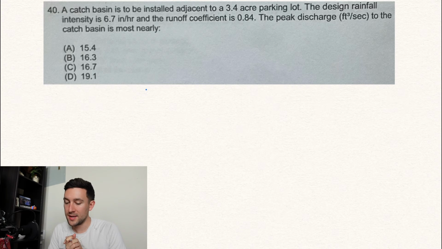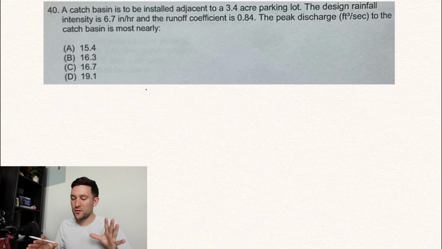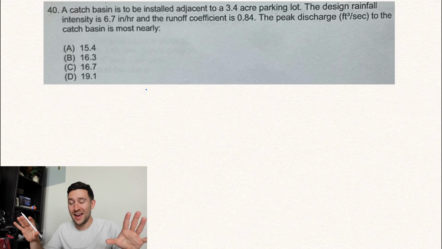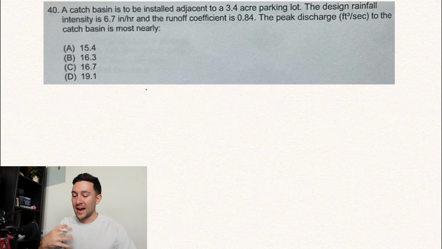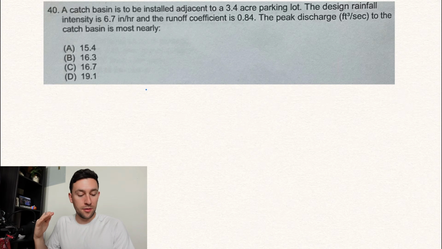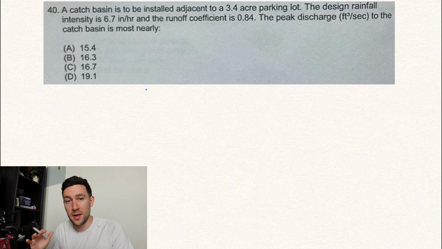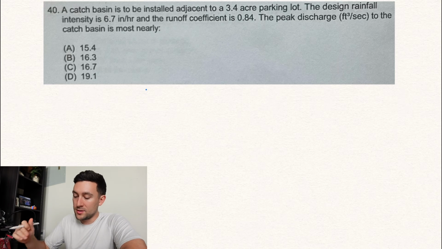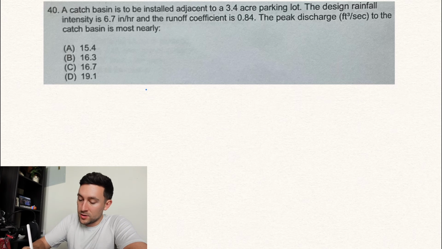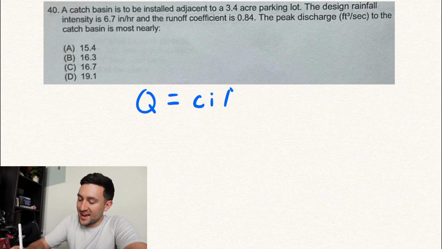Now, what else did they give here? Okay, actually, after reading this problem, and again, I haven't even walked through these problems yet, I'm just reading them straight on and writing them as I go, I immediately thought of the rational method, guys. This is a rational method problem. And what the rational method states is Q equals CIA.